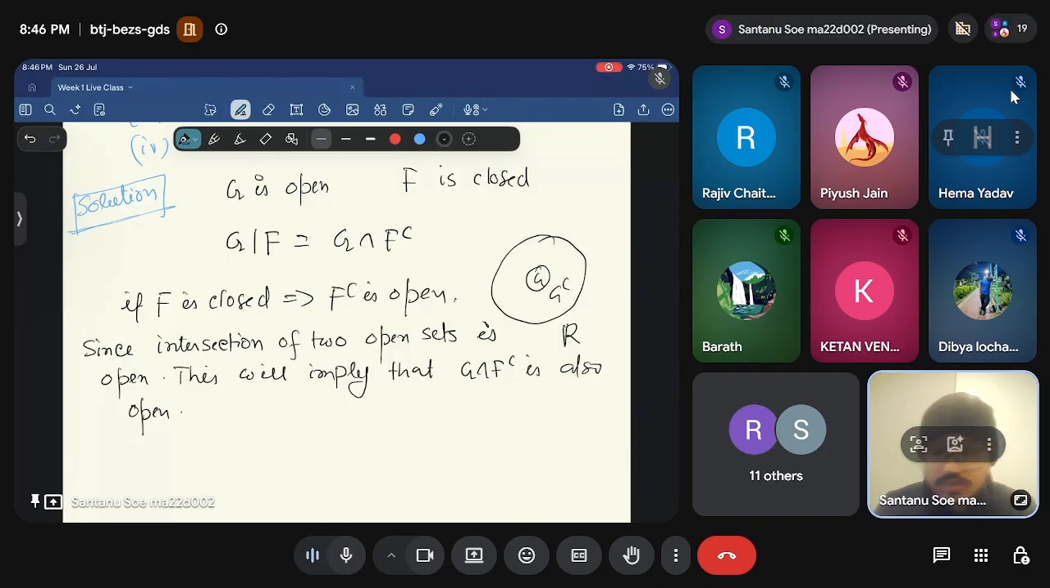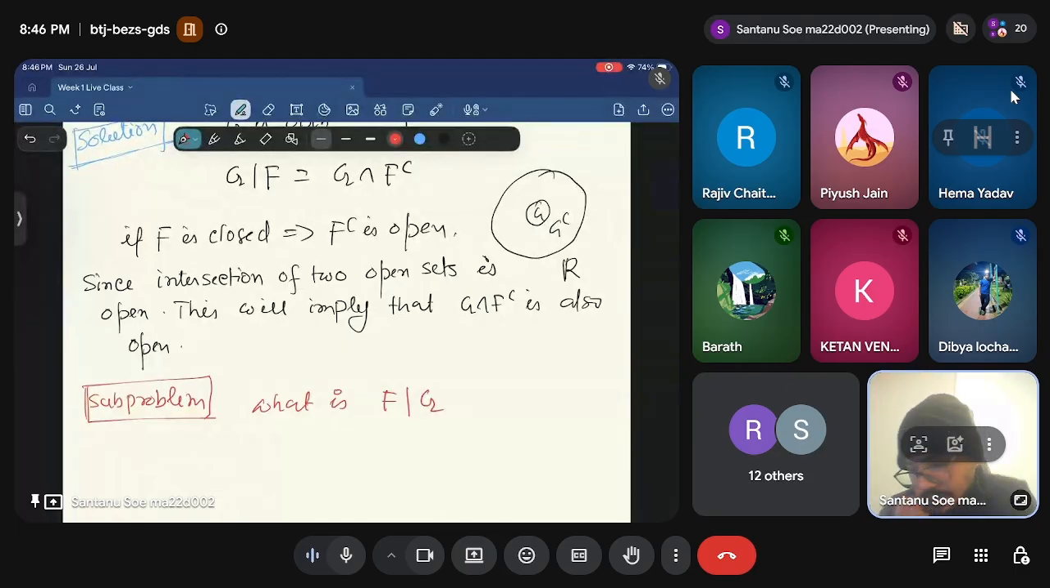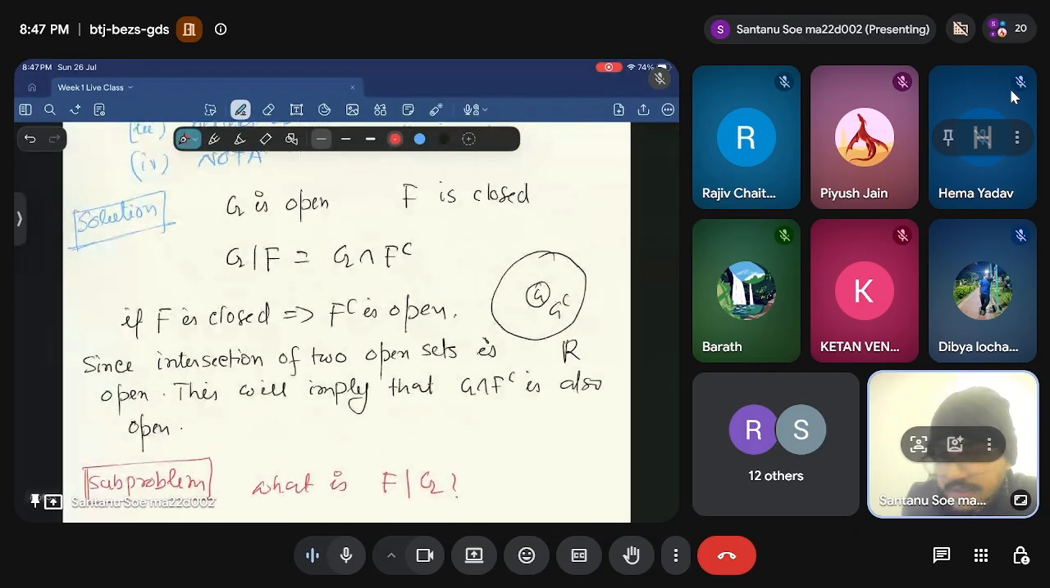Okay, so now I am giving another question. Let me call it the sub problem. Can you tell me then what is F minus G? Is it closed, open, or neither open nor closed? So is the first one clear? Why it is open, everyone? G is open, F is closed, so G minus F is open. Is it clear for everyone, first of all?